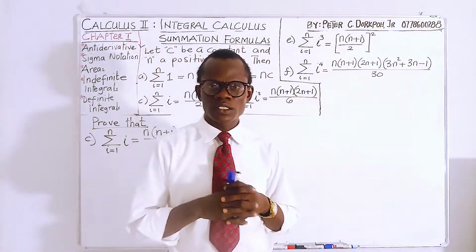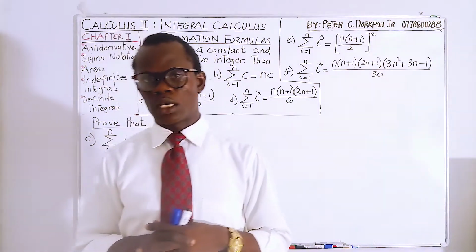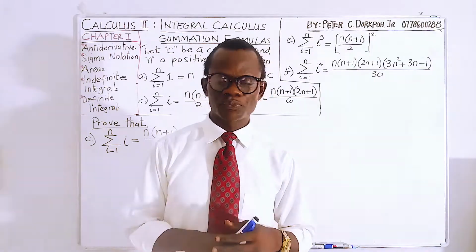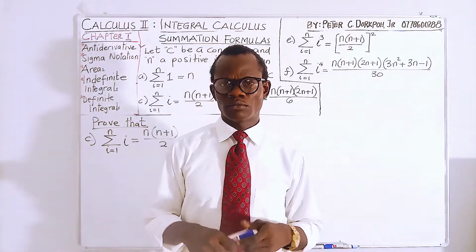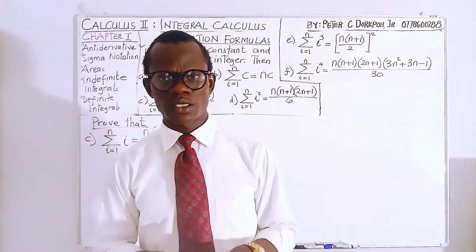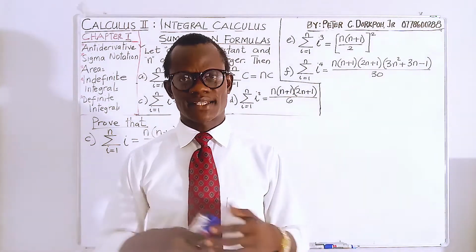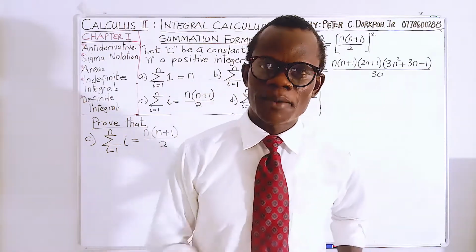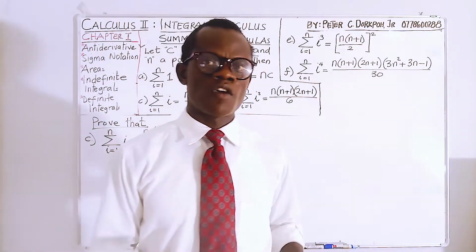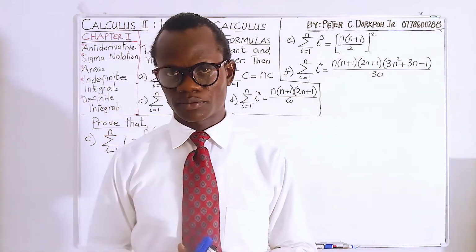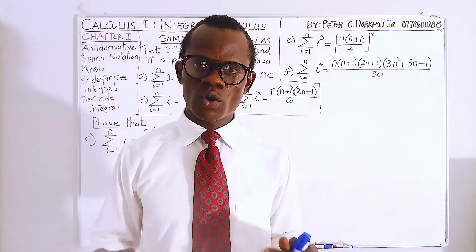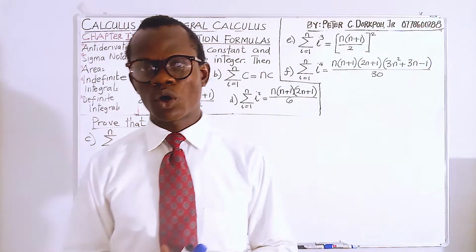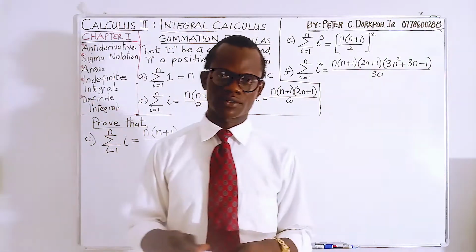When Carl Friedrich Gauss was in primary school, his teacher one day, when the class was noisy, thought of giving them classwork so that they could keep quiet and do the classwork for a longer period of time. So the teacher asked them to find the sum from 1 to 100. While all his other colleagues were working on the problem, Carl Friedrich Gauss submitted his answer in less than 30 seconds.